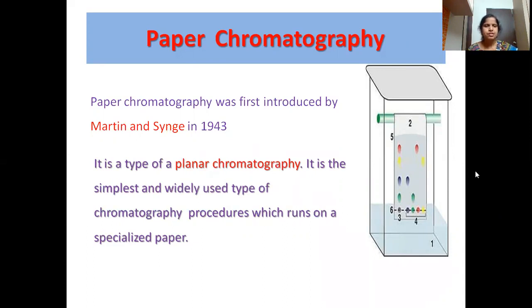It is the simplest and most widely used type of chromatography procedure, which runs on a specialized paper. So the paper we take for this paper chromatography technique is Whatman filter paper. So Whatman chromatography papers are available by which we can do this separation.